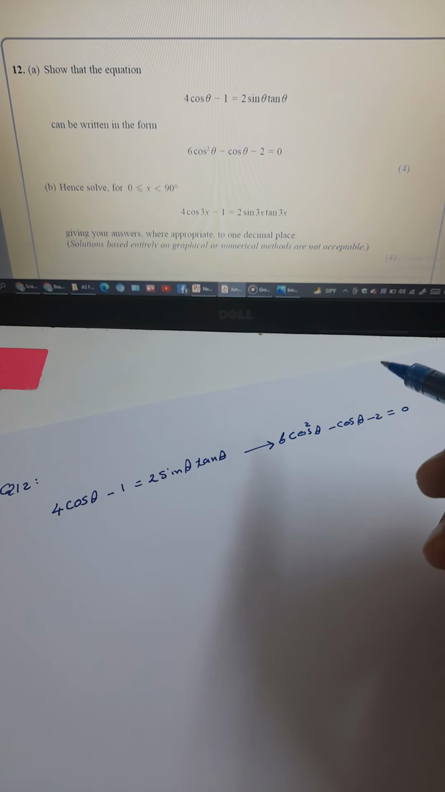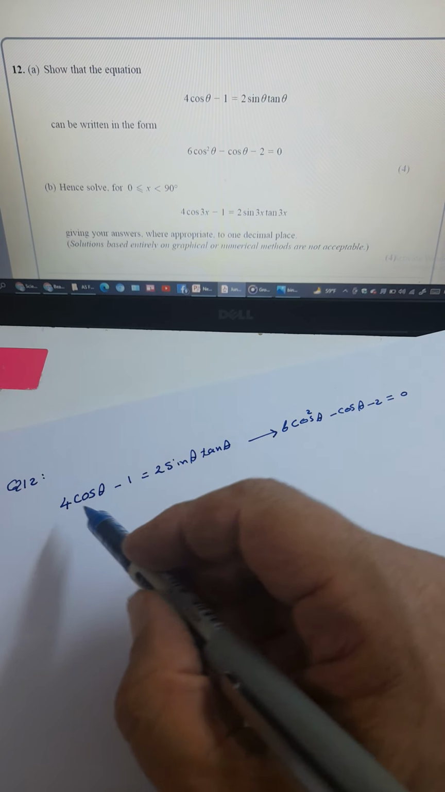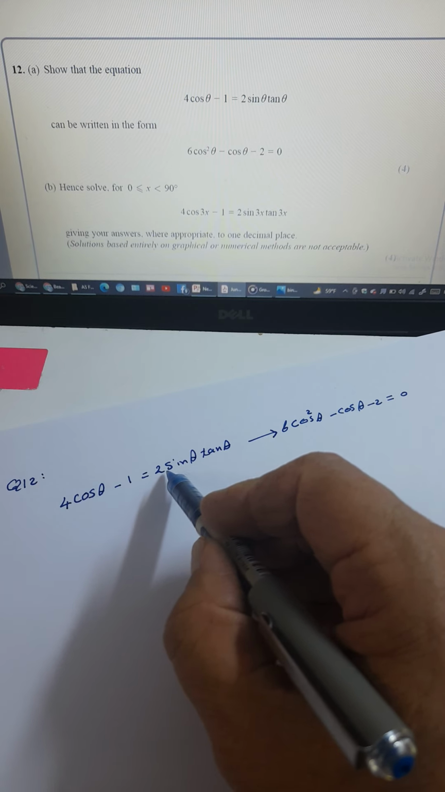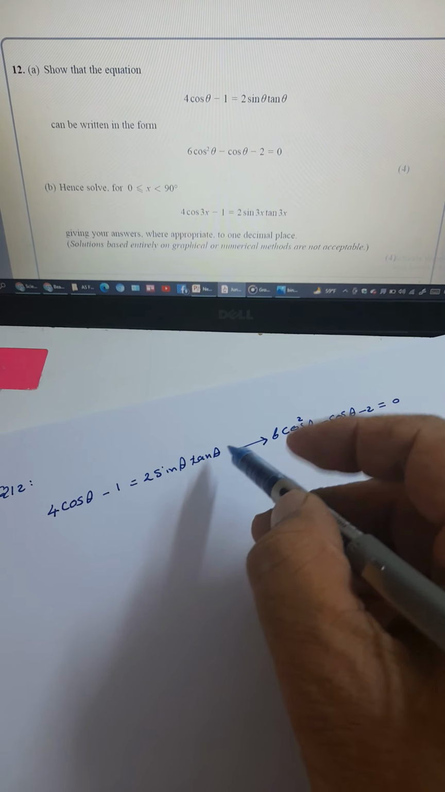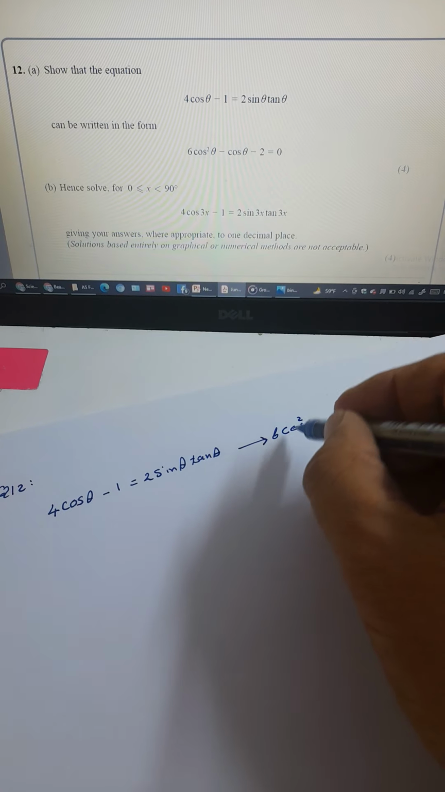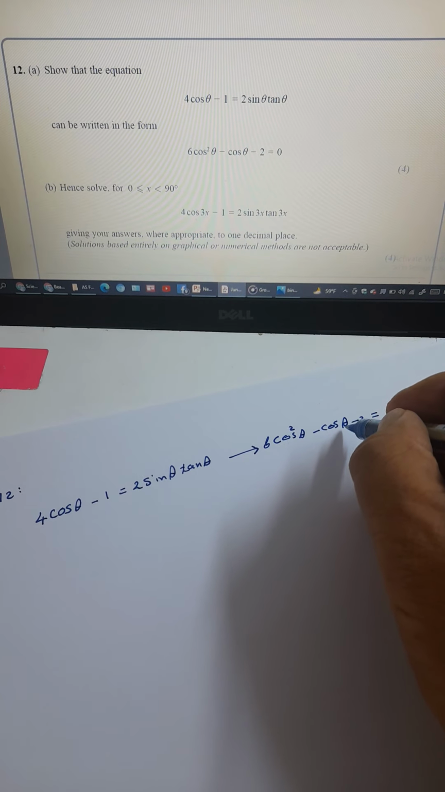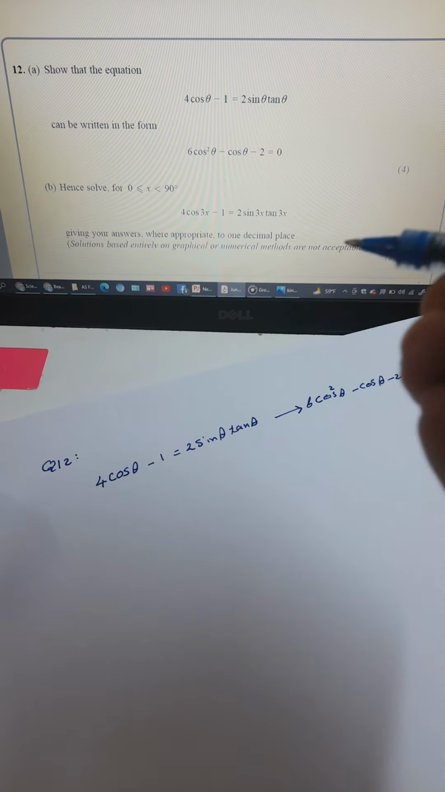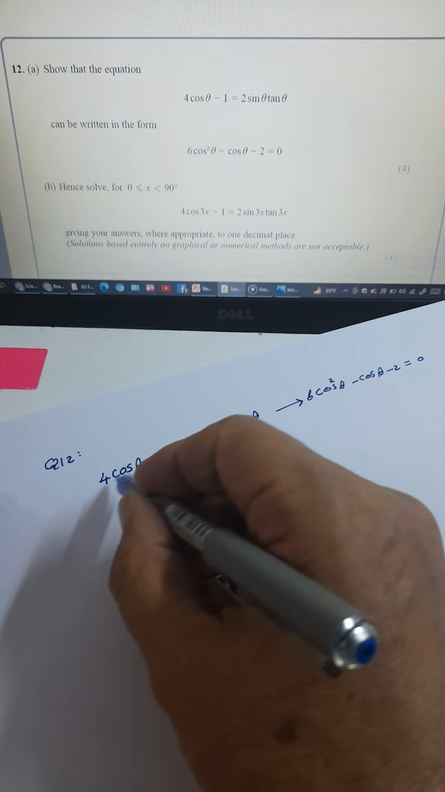Question 12. Show that the equation cosine theta minus 1 equals 2 sine theta tan theta can be written as 6 cosine squared theta minus cosine theta minus 2 equals 0. Now we begin from this equation.